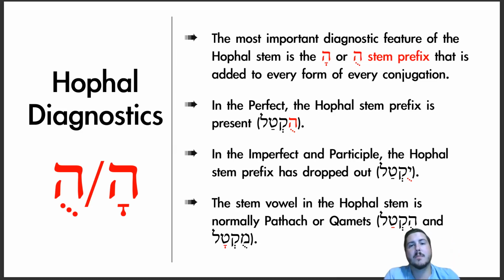Diagnostic features are a hey, like we had in hiphil. But what you can get is a qamets or a qibbuts prefix. The perfect, the hophal stem prefix is present.